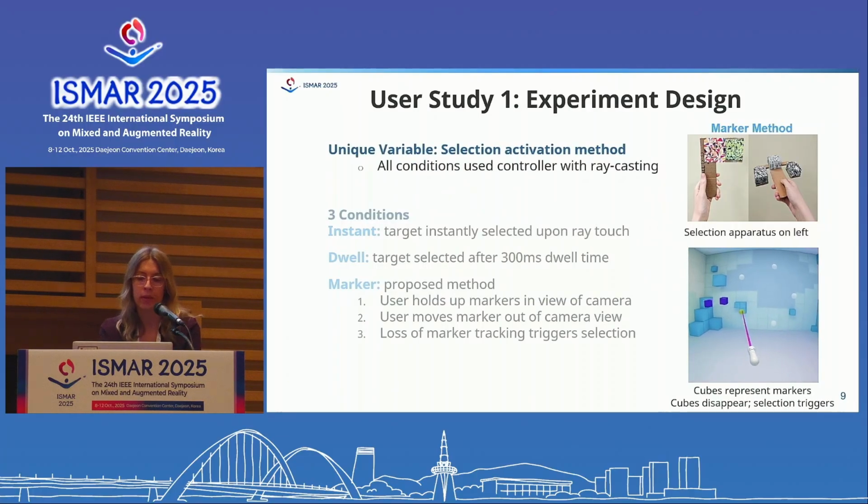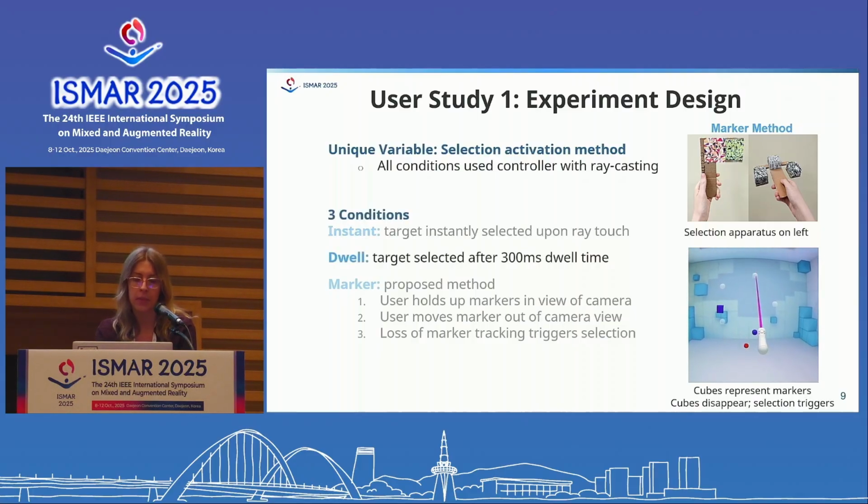In experiment 1, the unique independent variable was selection activation method. So we compared 3 methods. First is instant, where a target was instantly selected upon the ray touching it. Then dwell, where a 300 millisecond dwell time was used for selection.